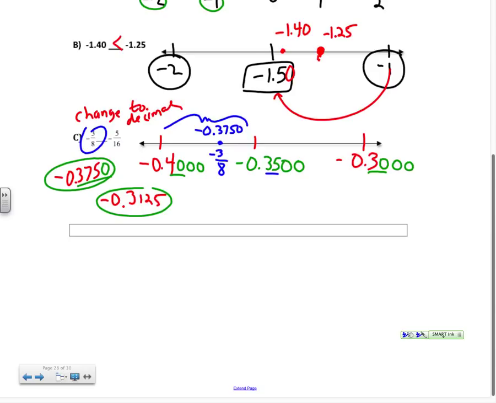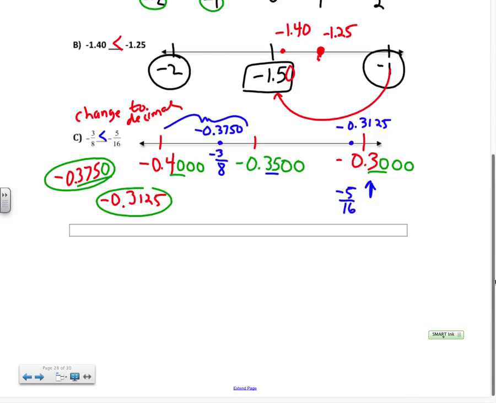And then where would negative 5/16 be on the number line? Well, negative 0.3125. Here's negative 0.30, so 31 must be about here. So this is negative 0.3125. And again, that was negative 5/16. It's the same thing. So looking on the number line, we can see negative 3/8 is to the left, so negative 3/8 is less than negative 5/16.